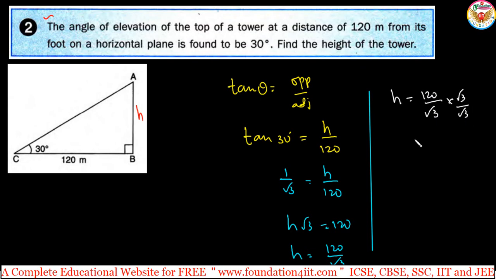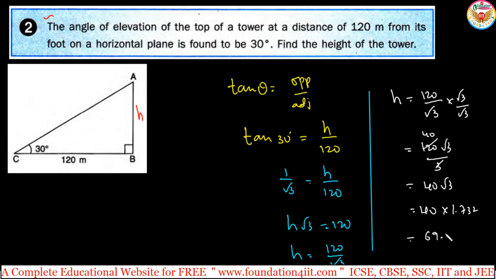Multiply and divide by root 3. Then 120 root 3 by 3. Root 3 into root 3 is 3. So 3 times 40, so 40 root 3. That is 40 into 1.732, the value of root 3. We can multiply, and you'll get 40 into 1.732.